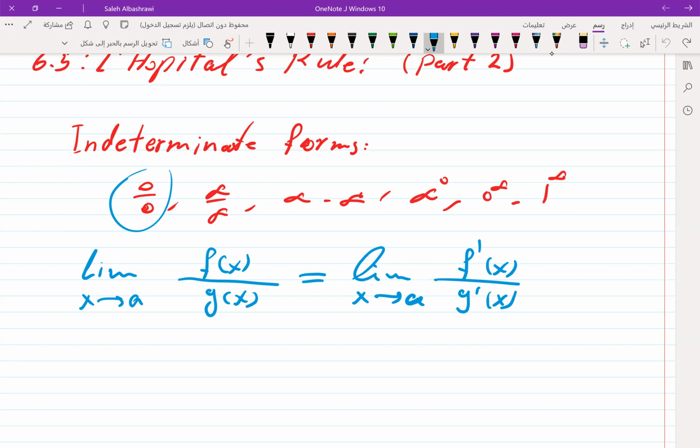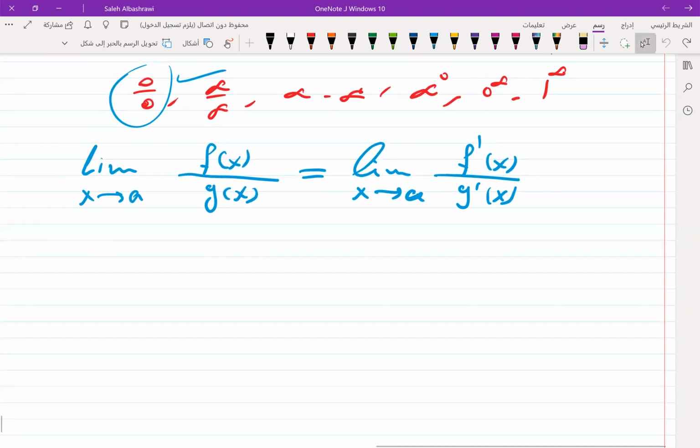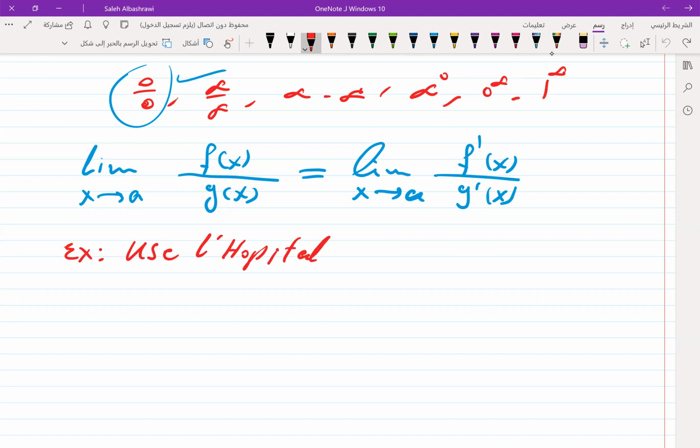In the last part, we gave different types of examples about the first form, 0 over 0. For today, we are going to speak about infinity over infinity and also infinity minus infinity, or also might be 0 multiplied by infinity. I want you to use the L'Hopital rule to find the limit.